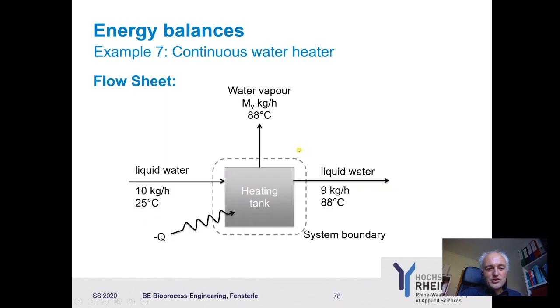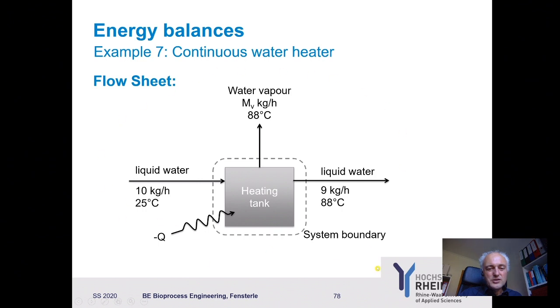Now the minute is gone, and your flow sheet should look roughly like this. This comes from your exercise. You have your liquid water coming in at a rate of 10 kilograms per hour and 25 degrees. You have the liquid water going out, 9 kilograms per hour, 88 degrees, and you have your water vapor going out with m kilograms per hour, 88 degrees. Of course the water vapor has the same temperature as the liquid, and you need to put heat into the system.